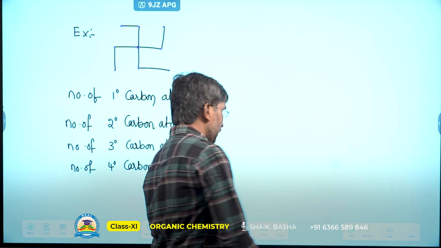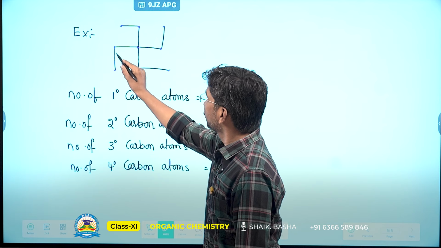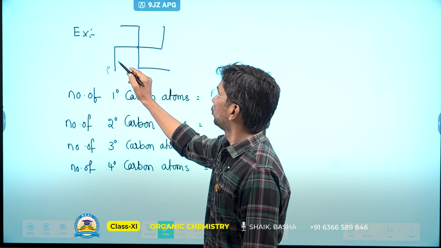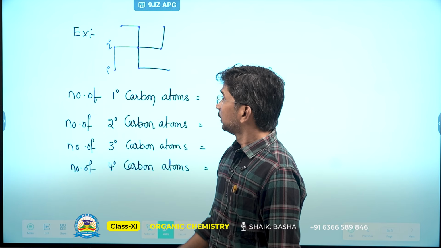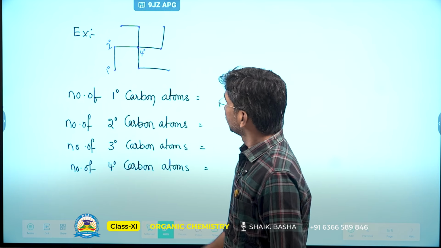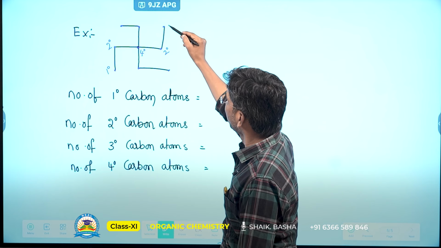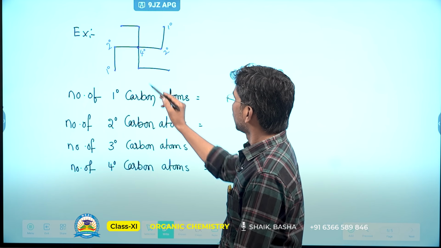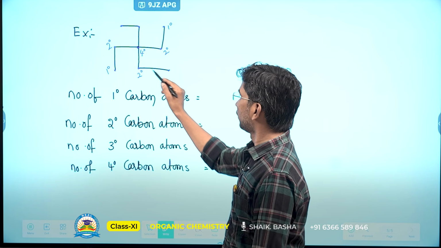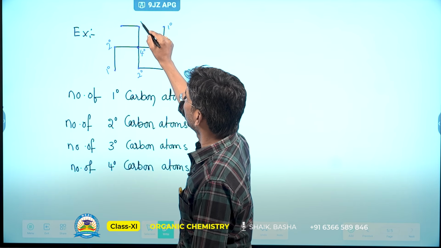In the given example, total 9 carbons are there. This carbon is attached to only one carbon. This is primary. This carbon is attached to two other carbons. This is secondary. This carbon is attached to 1, 2, 3, 4 other carbon atoms. This is quaternary. This carbon is attached to 1, 2 other carbon atoms. Secondary. This carbon is attached to only one carbon. This is primary. This carbon is attached to 2 other carbon atoms. That is secondary. This carbon is attached to only one carbon atom. Primary. This carbon is attached to 1, 2 other carbon atoms. This is secondary.